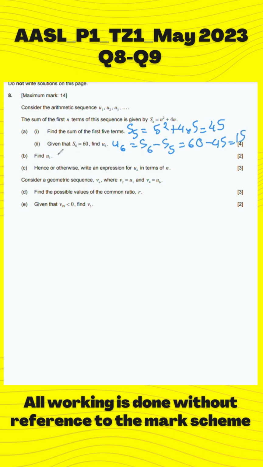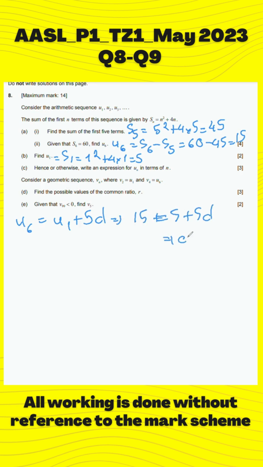Now find u1. We know that u1 will equal S1. So it will be 1 squared plus 4 times 1, which is 5. Okay, now they ask for the general term. So we have u6 equal to the first term plus 5 multiplied by the common difference. So it will be 15 equals 5 plus 5d. So d will be 2.